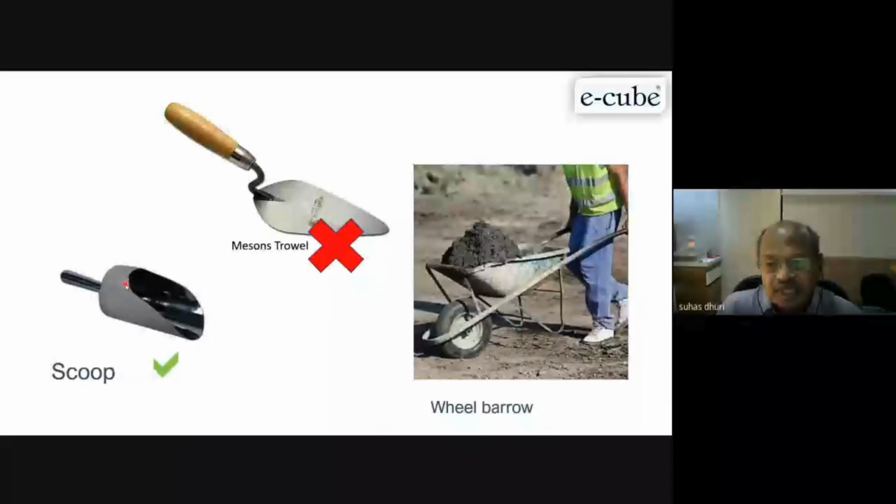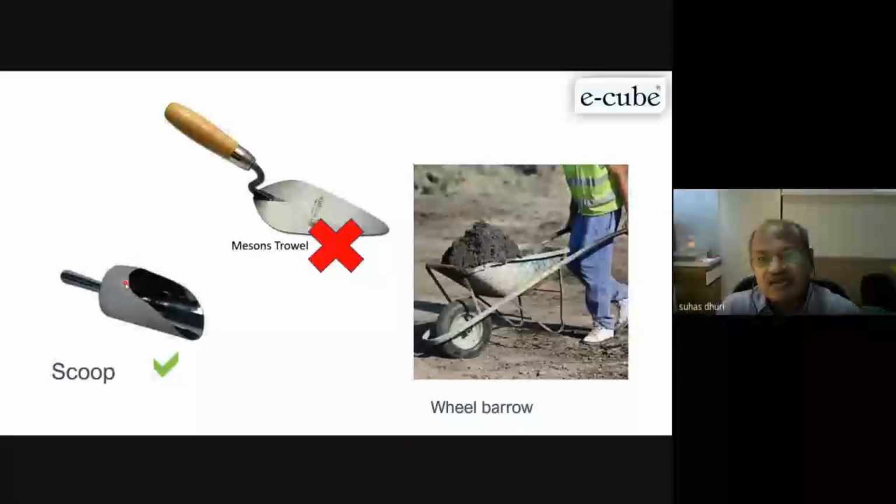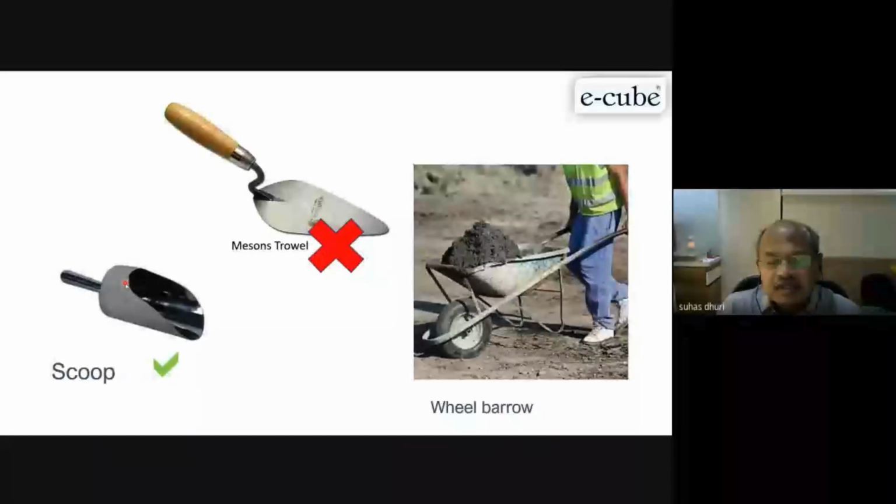So whenever there is sampling, we should have a checklist of what things we should have during the sampling process, and that has to be checked properly.